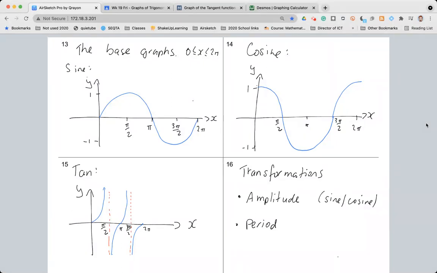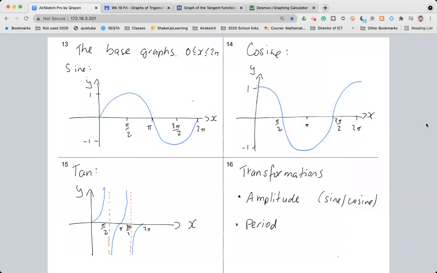Okay, slide 16 talks about transformation. So if these are the three base graphs, we know there are always three kinds of transformations that we can apply to a base function to get a new function and therefore a new graph. We have dilations, which are stretches towards or away, we have translations, which are shifts left or right or up and down, and we have reflections.